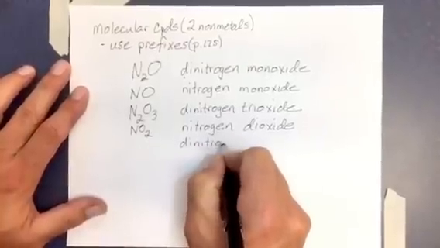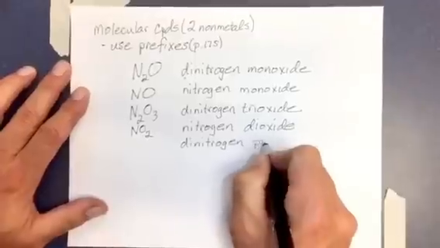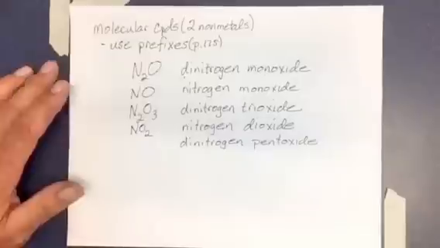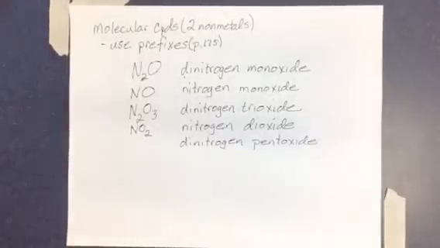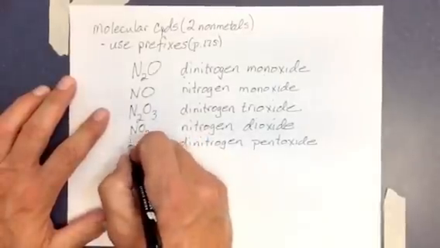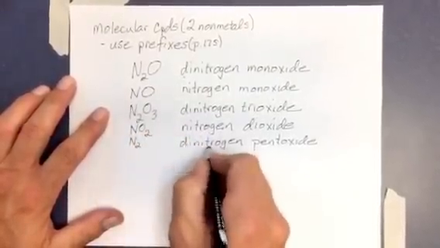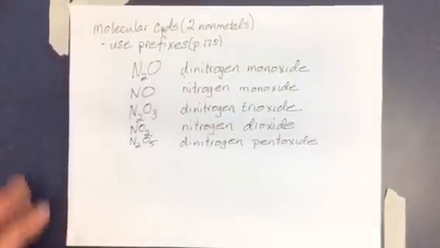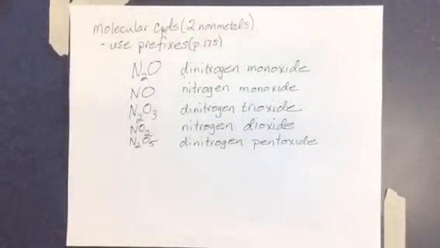Dinitrogen pentoxide. Notice what I did with pent. I dropped the A off of penta, so it doesn't sound like pentaoxide. It sounds kind of goofy. So that's what people tend to do, is they'll drop that A. So go ahead and see if you can write the formula for dinitrogen pentoxide. Okay, so dinitrogen, we've got N2, that's 2 nitrogens. Pentoxide is 5 oxygens, so it's O5. And that's really, kids, about as hard as it gets.